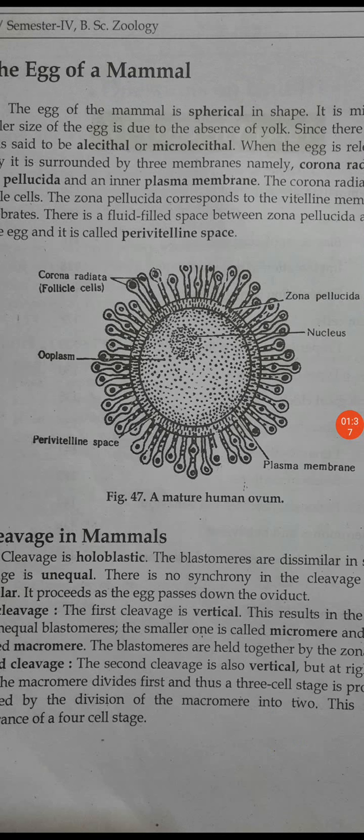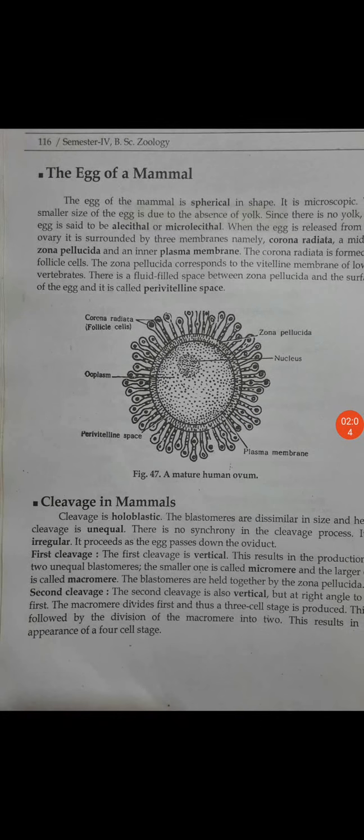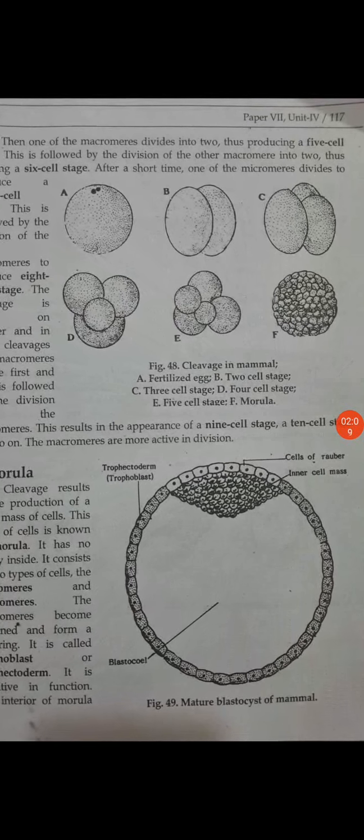Now, suppose fertilization occurs. Then after fertilization, this egg, which is actually a single cell, starts to divide for growth. So for growth, the first requirement is the cleavage, meaning division of the cell. So that is called cleavage. The cleavage is holoblastic and unequal, meaning it is divided into two. See here, I am showing this diagram.